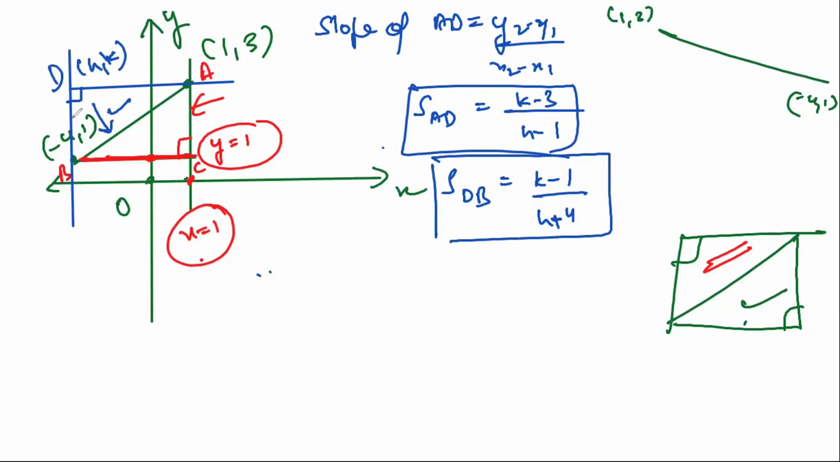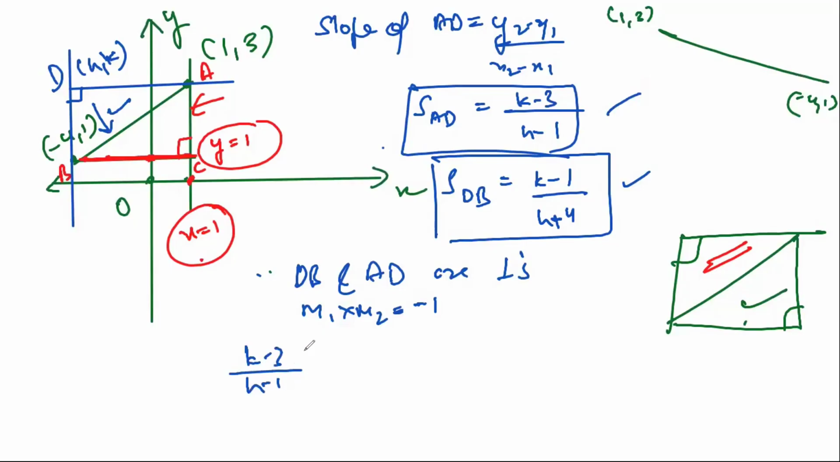Now we know that AD and DB are perpendicular. When these two sides are perpendicular, what is the formula for the slope? For the slope formula, we have m1 times m2 is equal to -1. The slopes of these, we multiply them, and that is equal to -1.